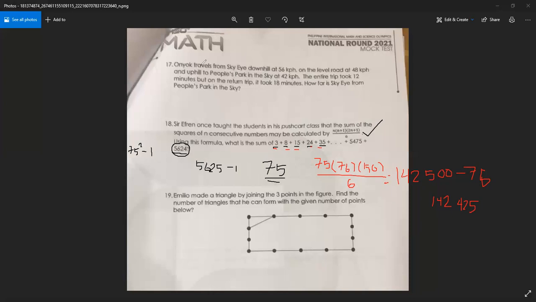That would be the last item to be discussed for this session. There are a lot of items that I still need to discuss, the ones that I skipped: number 3, number 6, number 7, 13, 14, 15, 17, and 19. And then the rest, 20 to 30, I still need to discuss.